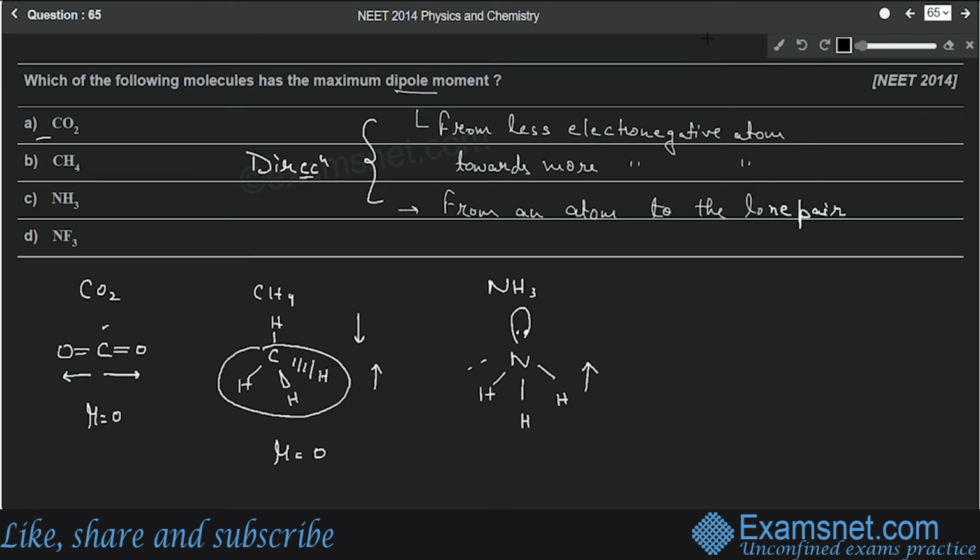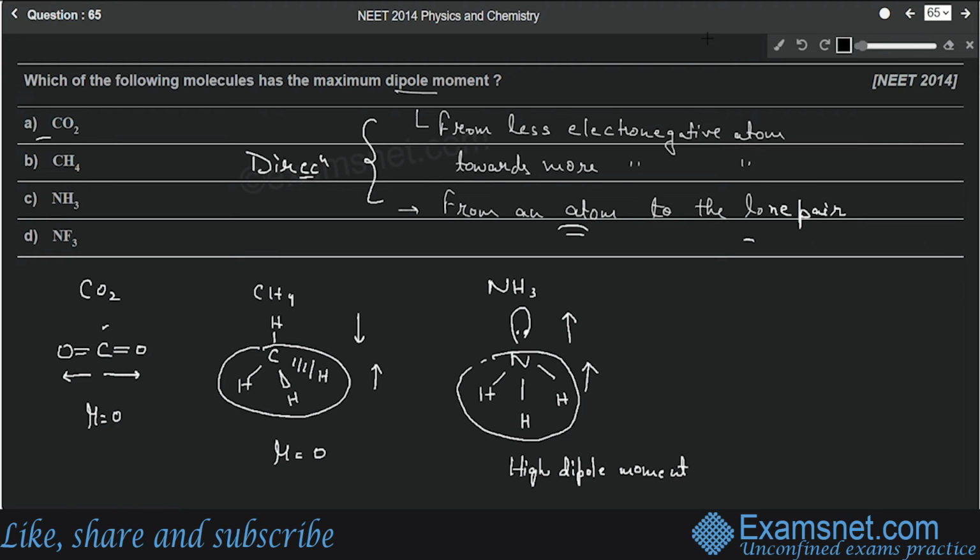So the combined dipole moment due to these 3 bonds will be in the upward direction, that means towards the nitrogen. And also we know that the direction is from an atom to the lone pair. So in the upward direction it is from nitrogen towards the lone pair. So you can see that these two are in the same direction. So the effect of these two will be added up. So it will be a very high value of dipole moment. High dipole moment in the upward direction.